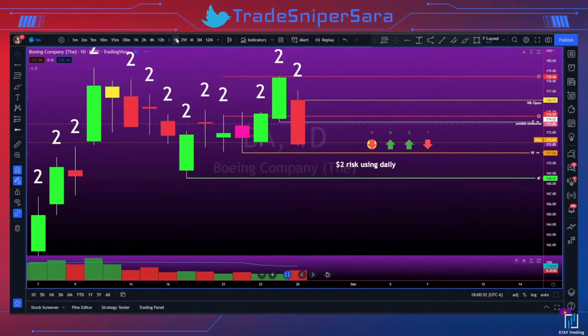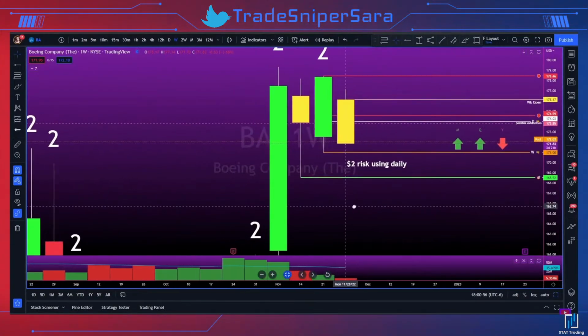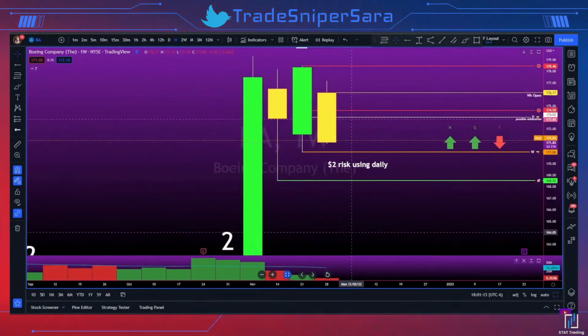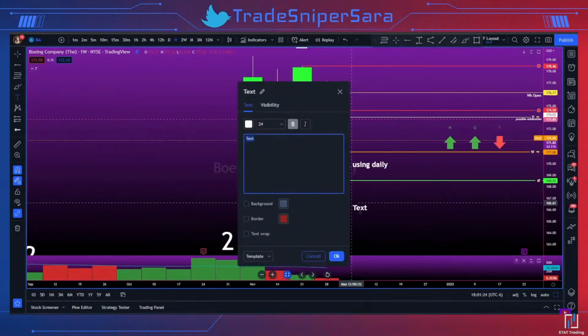Now, if we go back to the weekly, even using the 50% rule, your weekly entry would be at 171 and your stop would be at 174.50. So you have a $3.60 risk using the weekly.